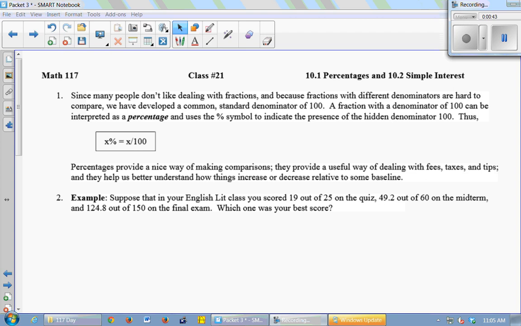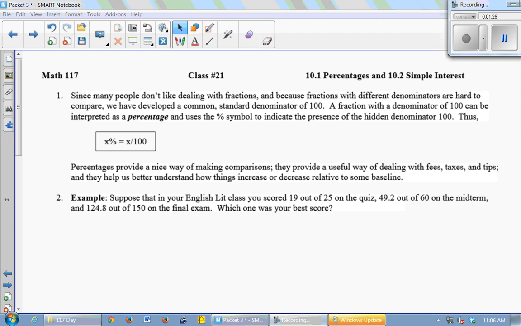Percent is the Latin word for per 100. We use this symbol to indicate the presence of a hidden denominator of 100. So if you have X%, that means X over 100. Percentages provide a nice way to make comparisons, because we all talk in percentages very frequently. It's easy to compare the size of the fractions because they all have the same denominator. And they provide a useful way of dealing with fees, taxes, tips, and they help us better understand how things increase or decrease relative to some baseline.